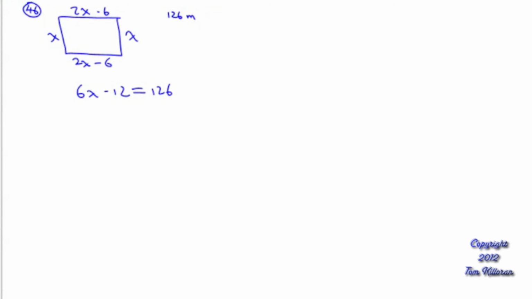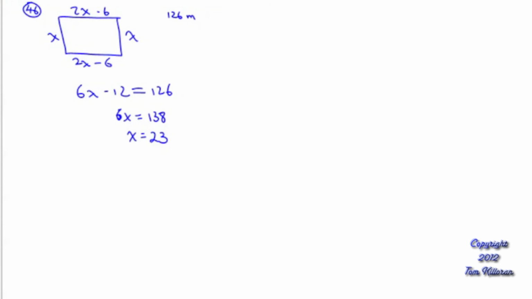And once you get the setup, the rest of it is easy. Solve a simple equation. Add 12, divide by 6. 138. And then x is going to equal 23.